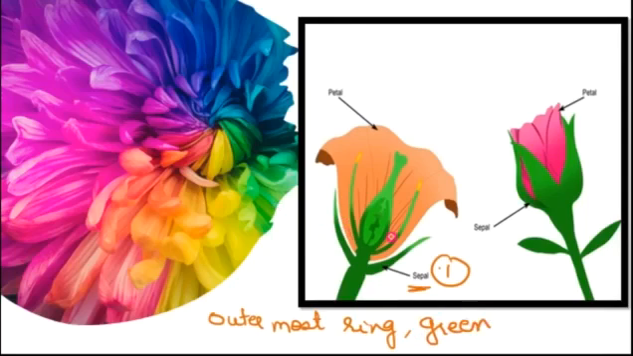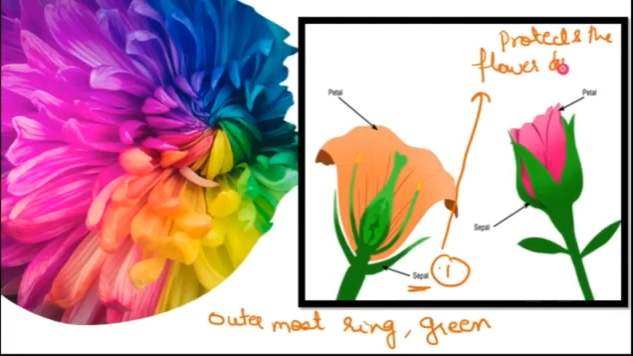So what is the function, what role does the sepal play? The sepal basically protects the flower during the bud condition. This is the role of the sepal, the first ring, which is green in color. You can see this is the sepal.